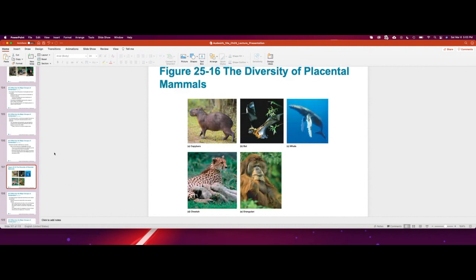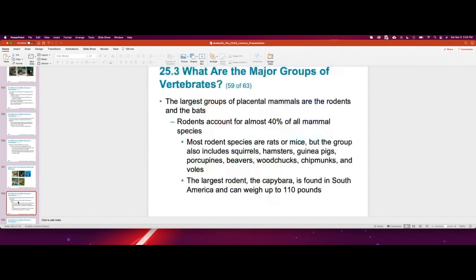So there may be some pretty interesting facts about placental mammals that you probably didn't know about. Among these, rodents make up 40% of all mammal species. And rodents are more than just rats, but they include rats, mice, squirrels, hamsters, guinea pigs, porcupines, beavers, woodchucks, chipmunks, and voles, among others.